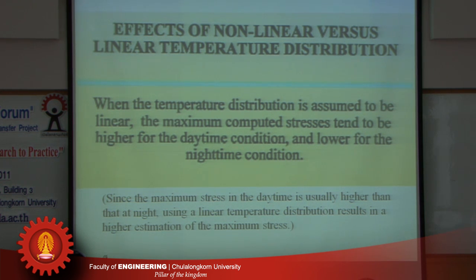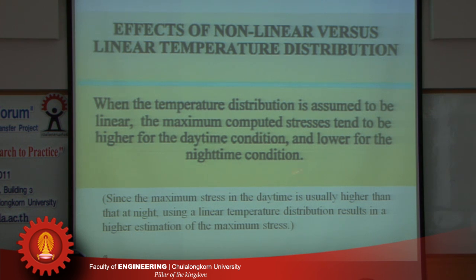What does it mean? It means that if we assume it to be linear and we calculate the stress, the calculated stress is actually higher than what it would be for the daytime, but at night, it's actually lower. However, for Florida condition, the daytime condition is more serious. So if we want to look at the most serious condition, and we assume the temperature to be linearly distributed, we get a more conservative estimate.